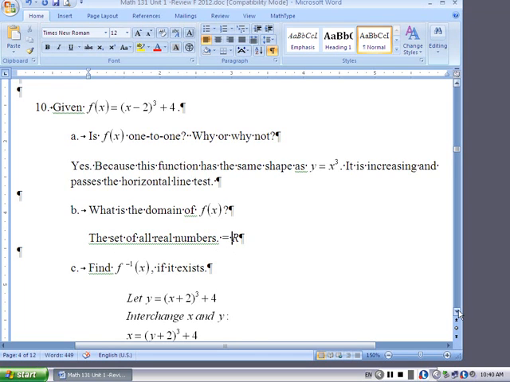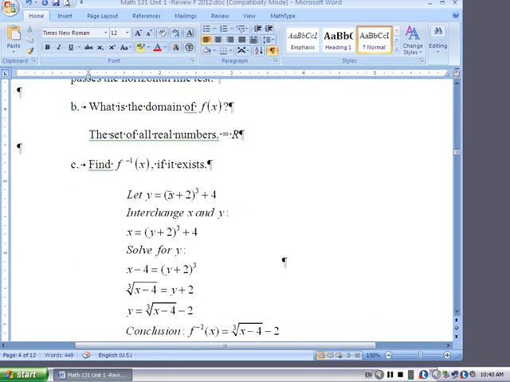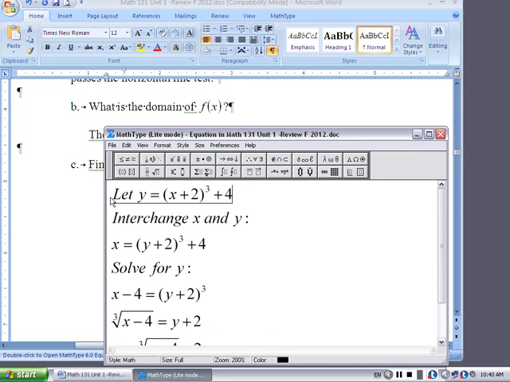And find the inverse. So first you will let y equal to the function. Okay? That is step 1. And then step 2, you will interchange x and y. So interchange them. Step 3, you will solve for y. You solve it. And then at the end, you will have conclusion. Did you get that? Yes or no?